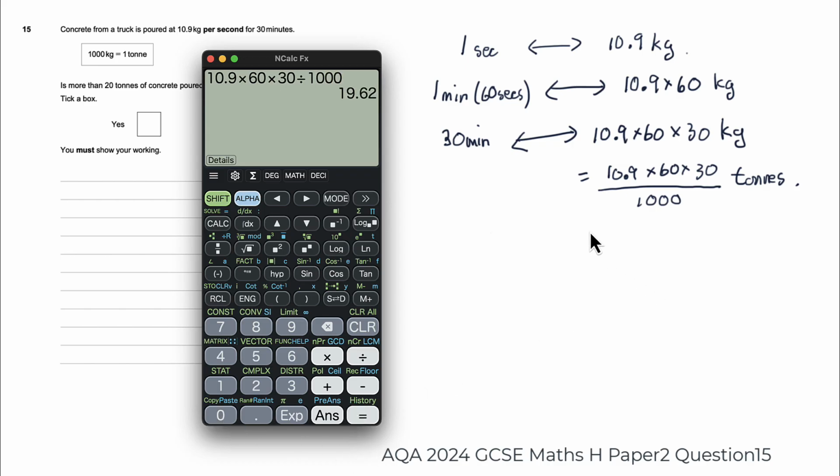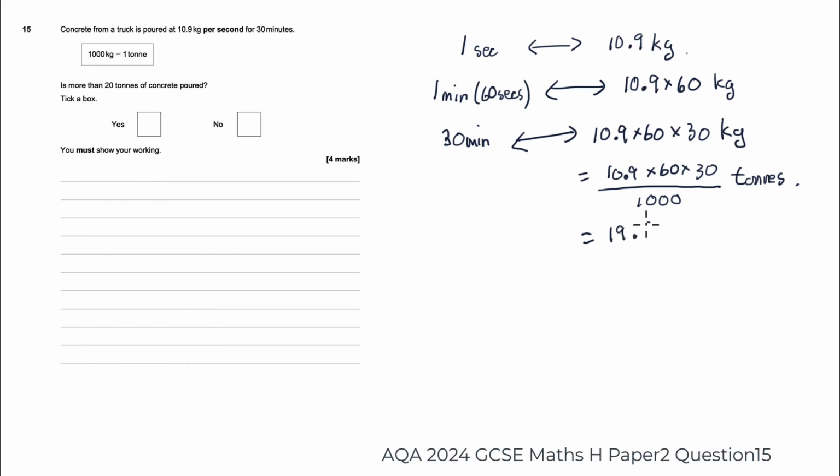And there we go. It's 19.62 tonnes. And that is less than 20 tonnes. So has it poured more than 20 tonnes? No. And there's the evidence. There's all the working that we needed.